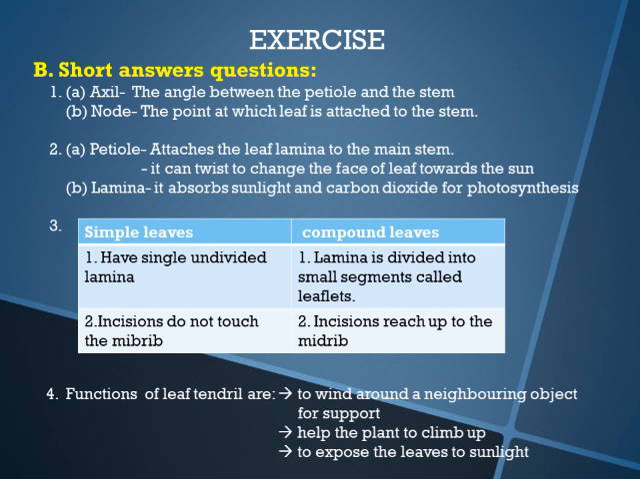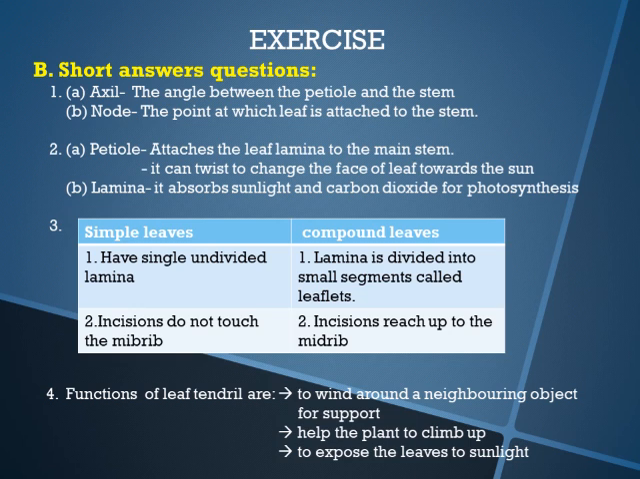Now difference between simple and compound leaf. I have written: simple leaves have a single undivided lamina. The lamina is full at a stretch. There are no divisions. In case of compound leaves, the lamina is divided into small segments which are known as the leaflets. Incisions do not touch the midrib in simple leaves, and in compound leaves incisions reach up to the midrib. Functions of leaf tendrils. Next question.